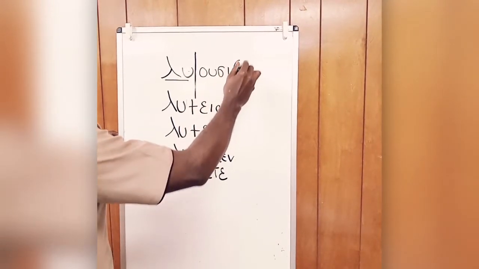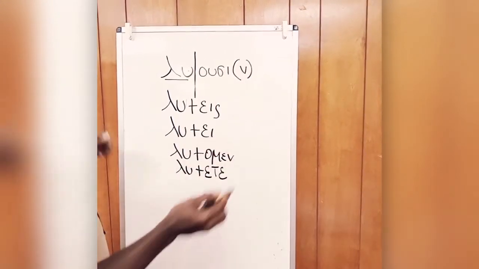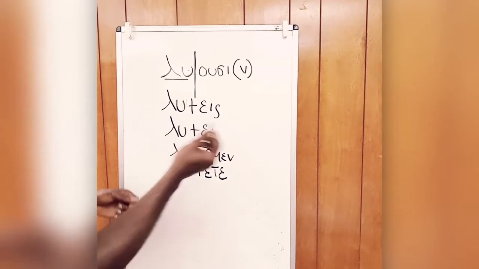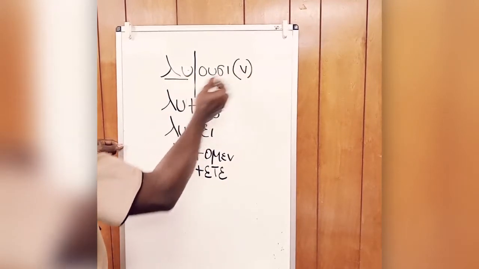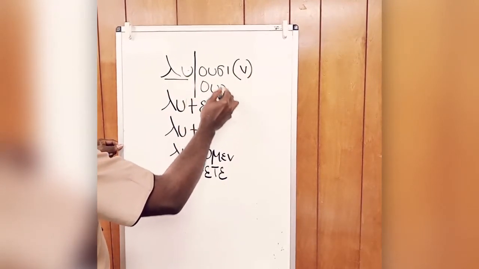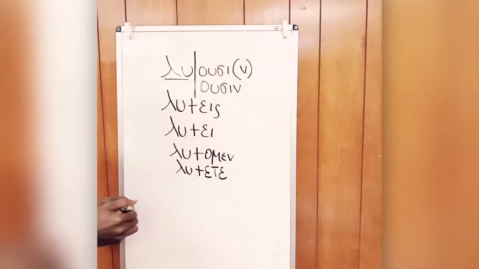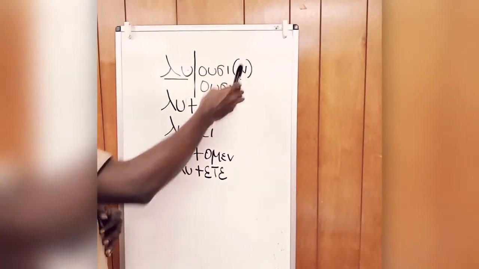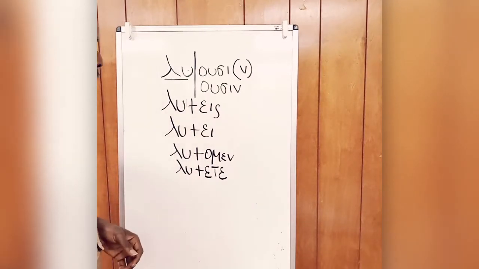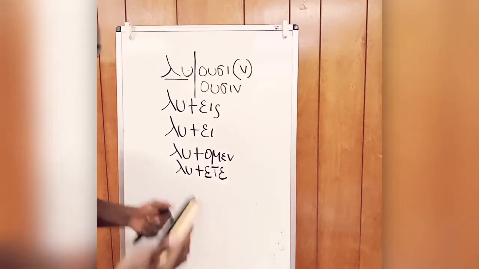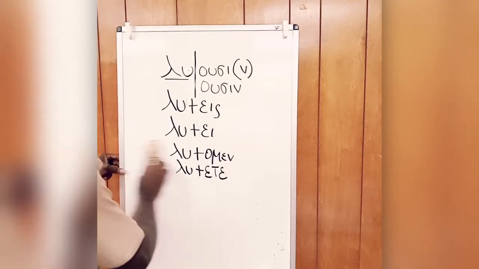the ending osi, of which sometimes you have something like a movable nu. Therefore, it could be osi or osin. So wherever you see it this way, don't get confused, because the nu is movable. It could be there or it could not be there. That is that.